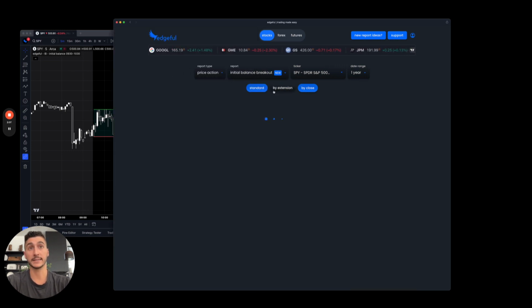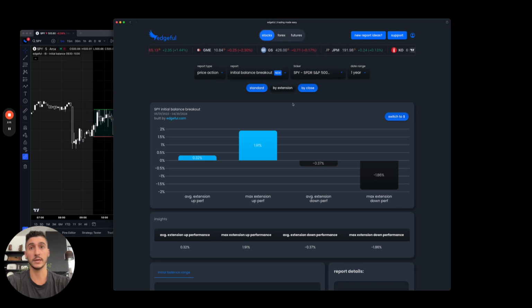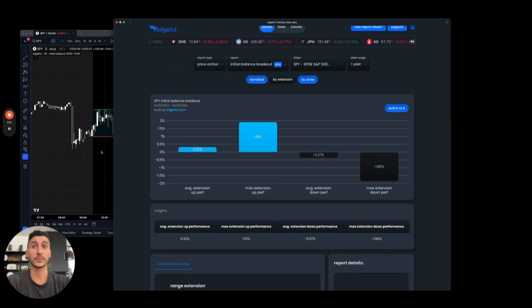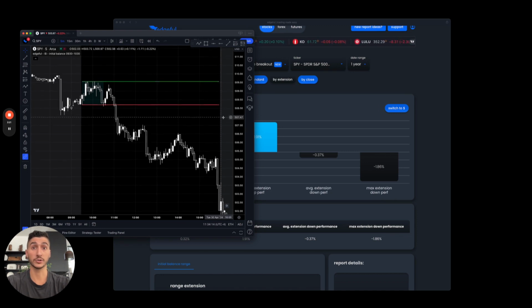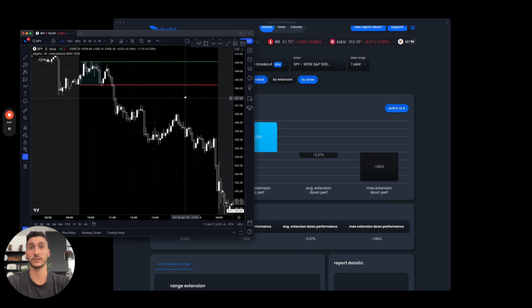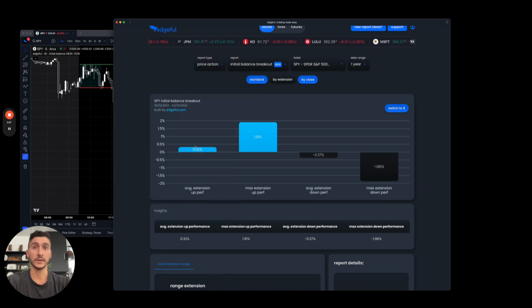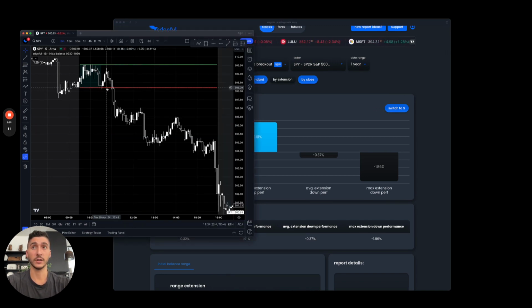Then we're going to look at the by extension report here, and this just shows you after price breaks outside of this range, how much can you expect it to move? So in this case, this was actually a larger move down, definitely above this average, but we're just going to see right now. So the way that we measure this is from the initial balance low or the high to the peak before. So in an example where price broke out right here, came down like that, and then came back here and broke back into the level, we're going to look at the performance from here to here, from here to the peak, if that makes sense.